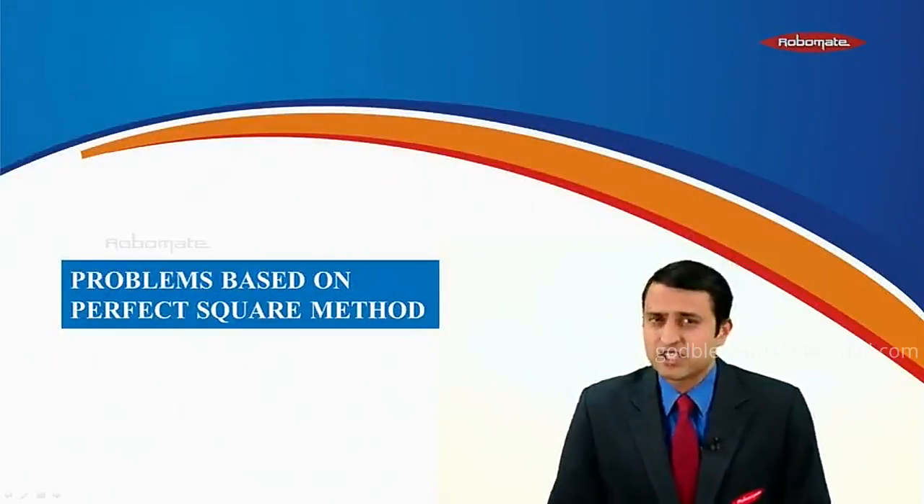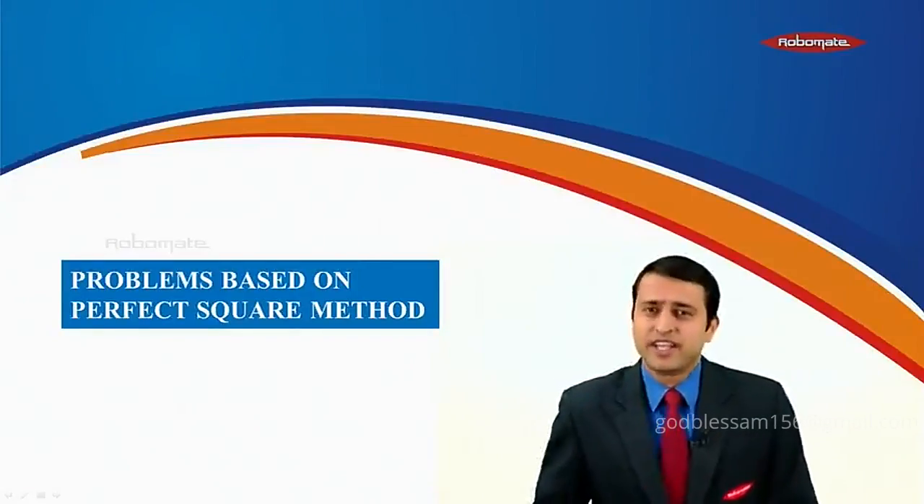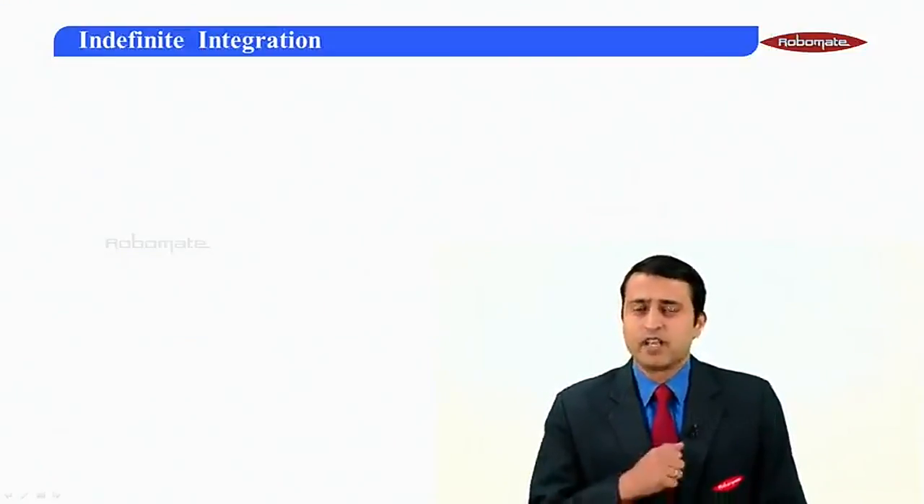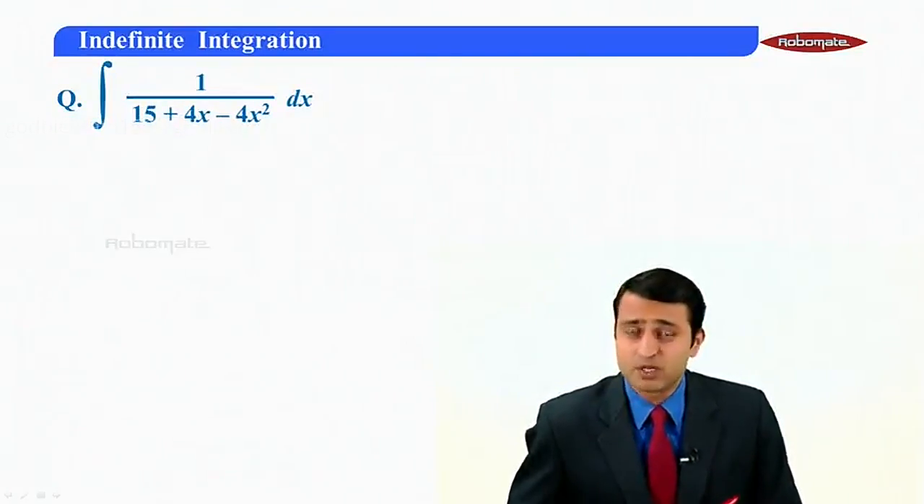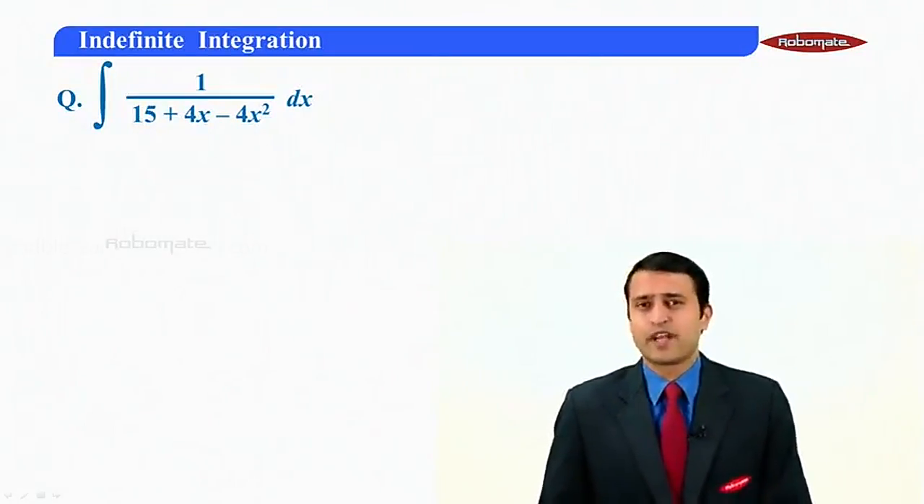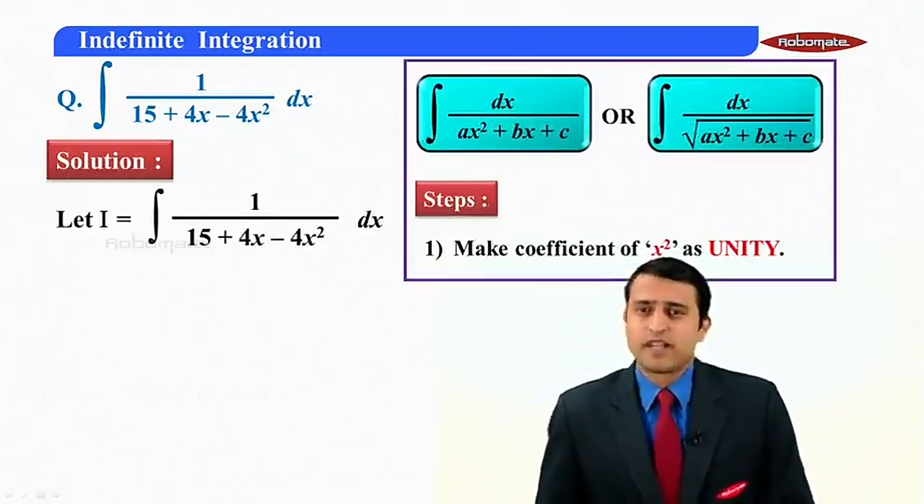Hello students, let us see some more examples based on integration by perfect square method. Now in this example what we have is the integral of 1 upon 15 plus 4x minus 4x square dx. Let us see the solution, my dear students.